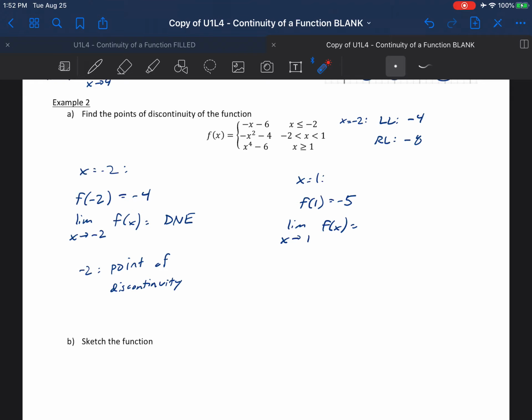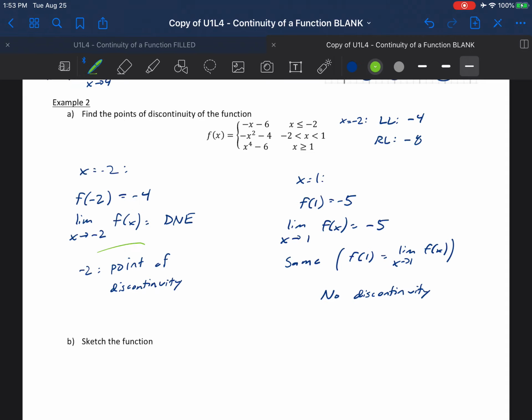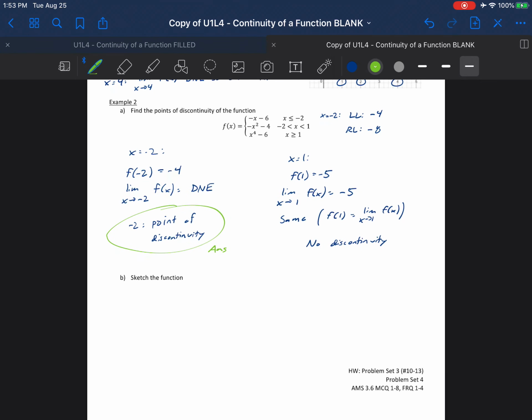Right? So the limit exists, and these are the same, right? i.e. f of 1 is equal to the limit as x goes to 1 of f of x. So it's continuous there. So there's no discontinuity. So that means that this is our only answer. Okay? And now we can check that graphically. So we'll make the sketch.